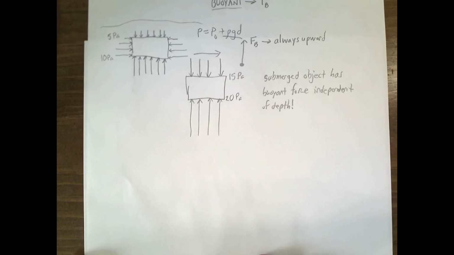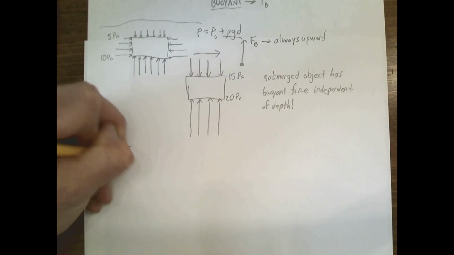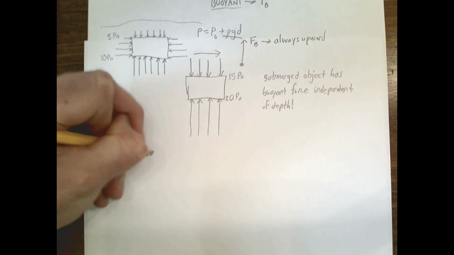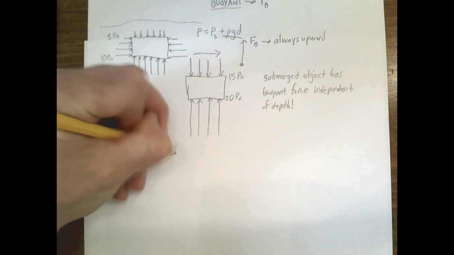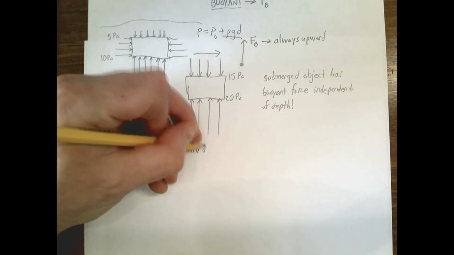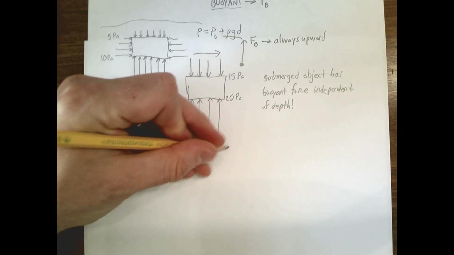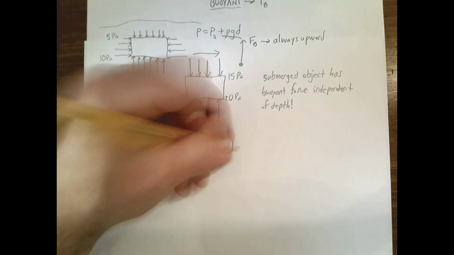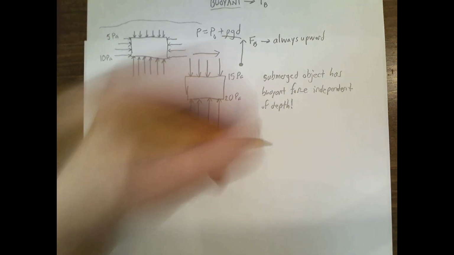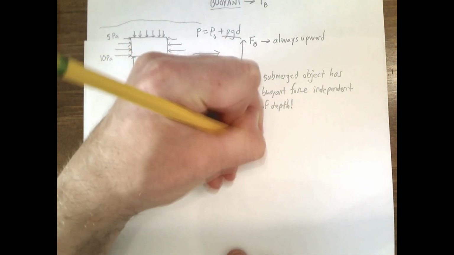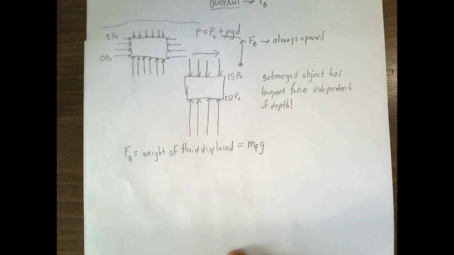How do we calculate the buoyant force? The buoyant force can be thought of literally as the weight of the fluid displaced. You'll have to forgive my dog barking there if you can hear that. So we can write this literally as mass of the fluid times g.